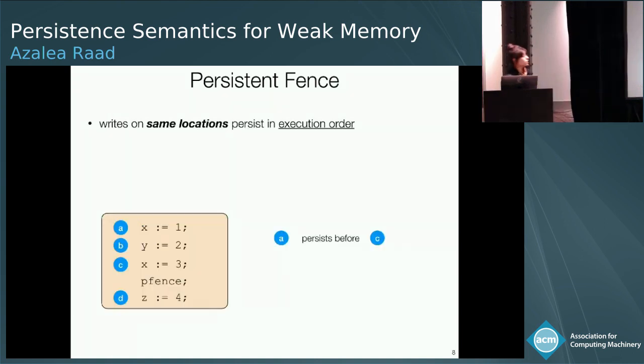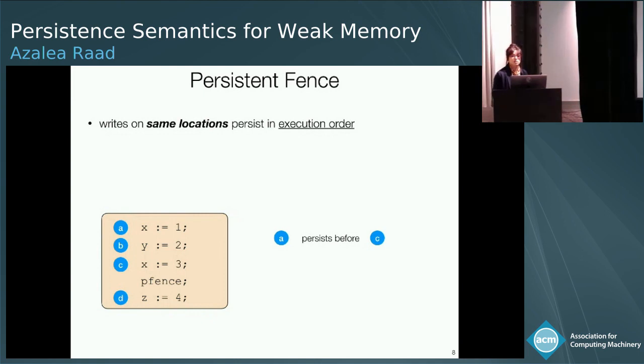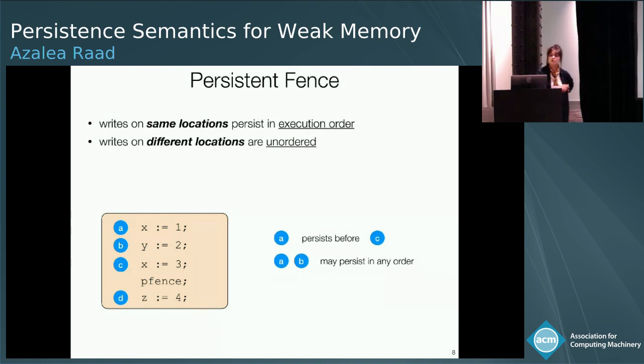More generally, under epoch persistency, these are some of the ordering constraints. So the writes to the same location will always persist in the execution order. So in this program here, I have a write to x in A and another write to x in C, so A will persist before C. But the writes on different locations, like the example we saw on the previous slide, are completely unconstrained, unordered. So for instance, in this example, the writes to x and y may persist in any order. And we've already seen we can constrain that with this pfence instruction.